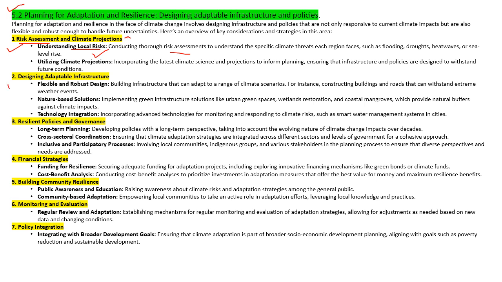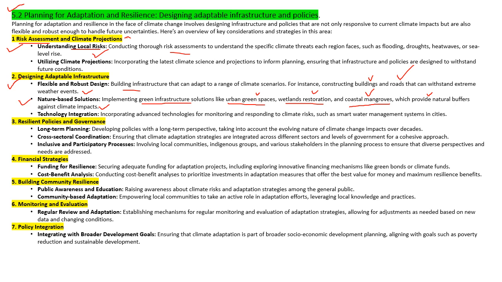And the second is designing adaptable infrastructure. So the infrastructure, it may be related to the construction of buildings, construction of roads that can tolerate extreme weather events. There are some nature-based solutions also, like implementing green infrastructure, like urban green spaces, wetland restoration, coastal mangroves. All these green spaces, wetlands and coastal mangroves provide natural buffers against the climate impact.